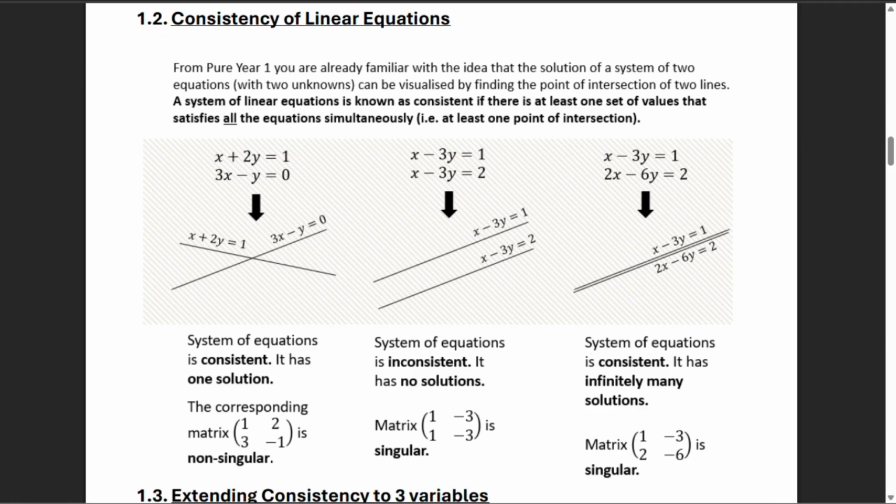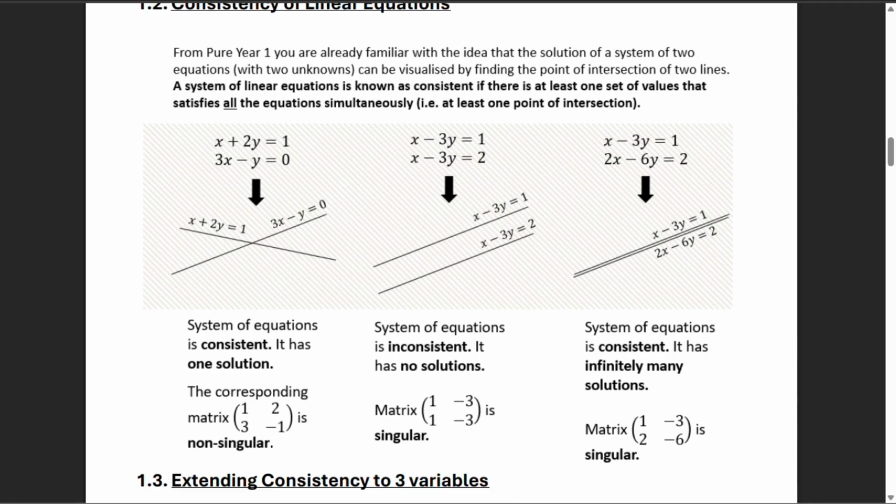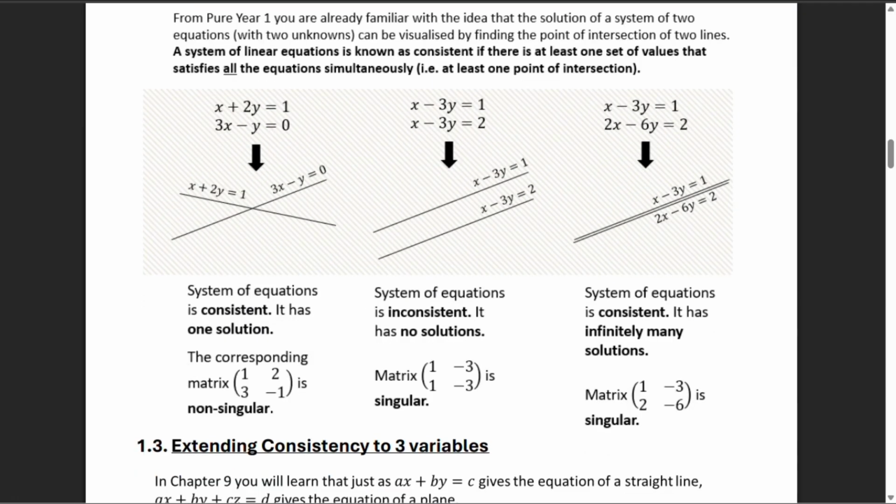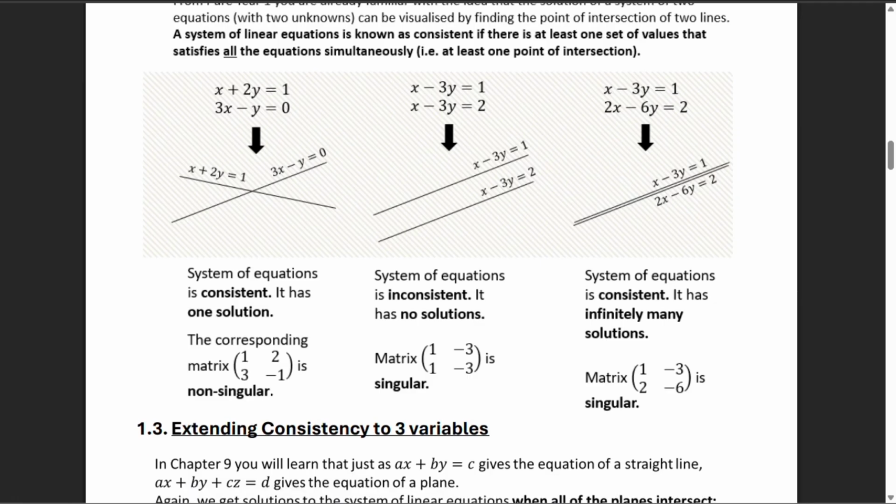A system of linear equations is known as consistent if there is at least one set of values that satisfies all the equations simultaneously, because that's how simultaneous equations work, which basically means there's at least one point of intersection. So here we have two equations: x plus 2y is 1, and 3x minus y is 0. If we plotted those lines on axes, they intersect at that singular point there. So they are consistent because they give us a solution. The idea is if the equations give us a solution, they are consistent. If they do not give us a solution, they are inconsistent.